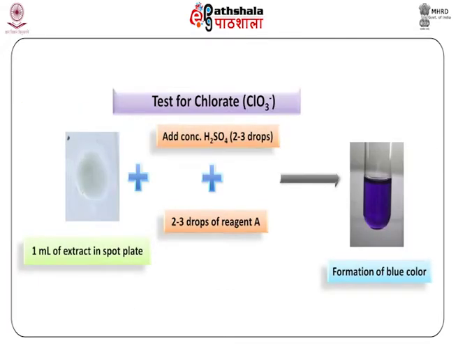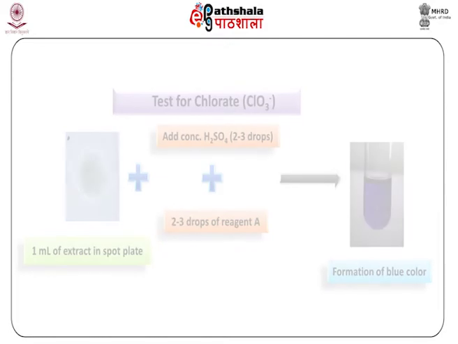The test is carried out by taking 1 ml of extract on a spot plate and leaving it for some time. Cool it and add concentrated sulfuric acid, 2 to 3 drops, followed by 2 to 3 drops of reagent A. The presence of chlorate ions is indicated by the formation of blue color.